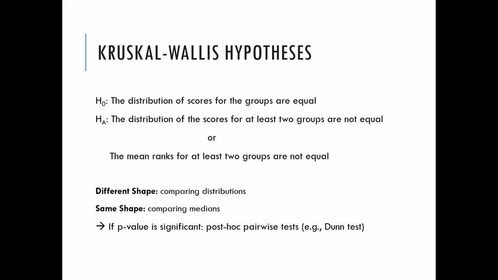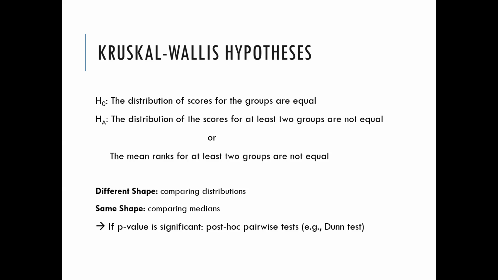They're all equal. If you get a statistically significant result, you don't know which two groups are equal, but you know that at least two of them are not equal. So if you have a different shape, that alternative hypothesis is just that at least two groups are not equal. If they have the same shape, then you can say you're comparing the medians.